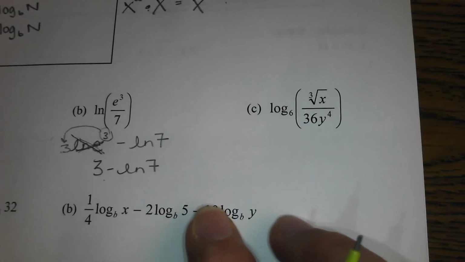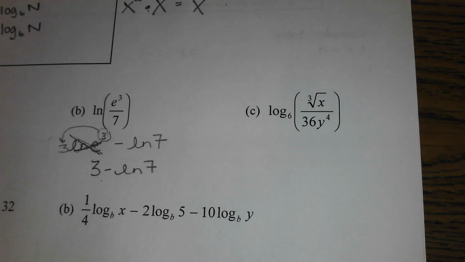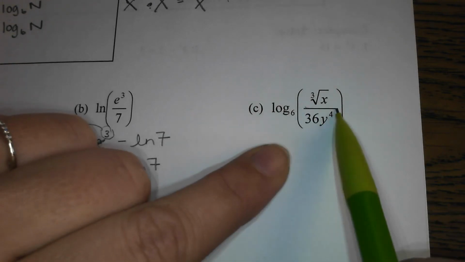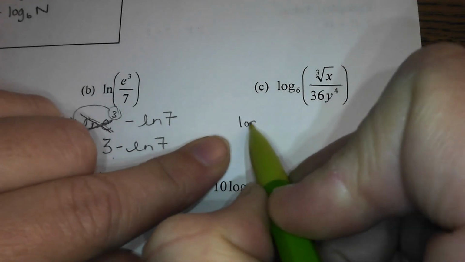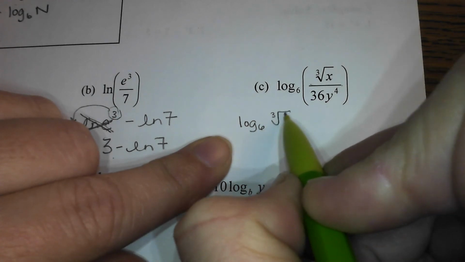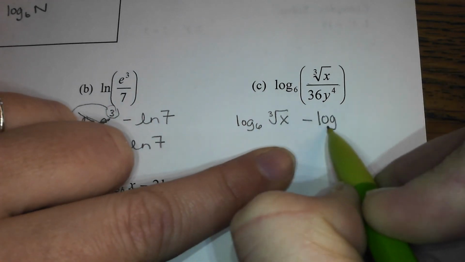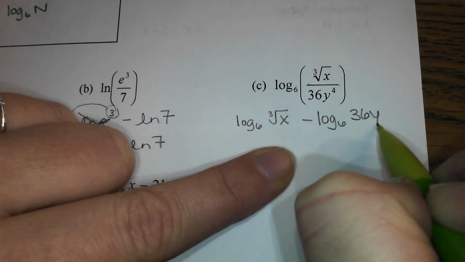And C. So this one's going to be tougher because there's an order here that we have to stay with, and the first thing you're going to address is the division. And then within each of those, there's going to be a multiplication. So for example, with this division, this is going to change to log base 6 of the cubed root of x minus log base 6 of 36 y to the 4th.